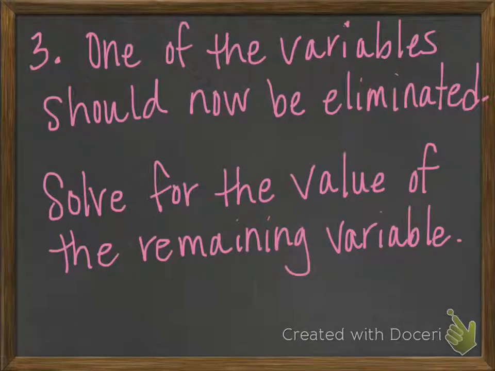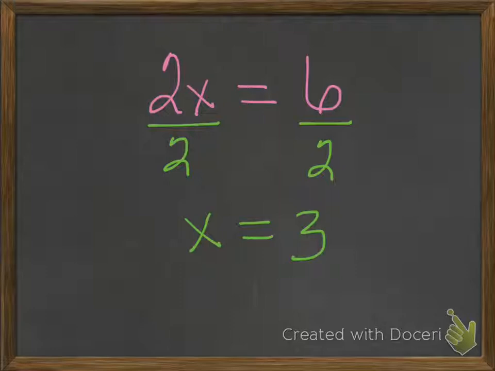So third, now that one of the variables is eliminated, you should solve for the value of the remaining variable. So divide both sides by 2 and you come up with x equals 3.